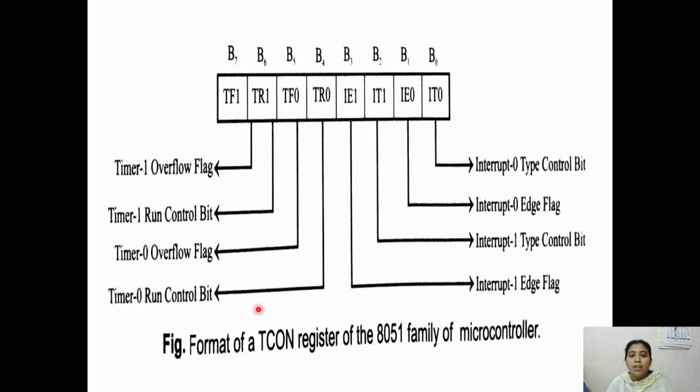So this is the structure of the TCON register. It is also an 8-bit register. The upper 4 bits are used for controlling the timer operations. So this is the Timer 1 overflow flag. It's the Timer 1 run control bit, and this is the Timer 0 overflow flag. It is the Timer 0 run control bit. And the lower 4 bits are used for detecting the interrupt status.